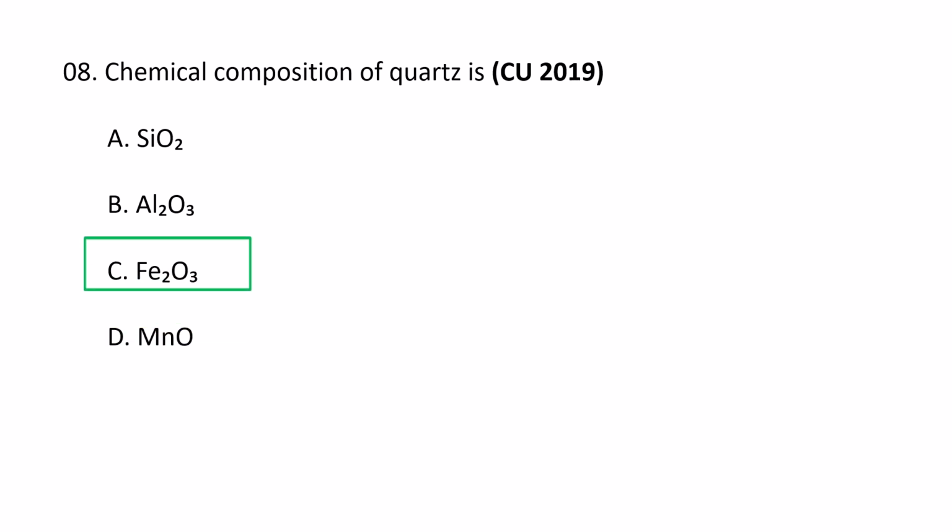Next question. Chemical composition of quartz is A. SiO2, B. Al2O3, C. Fe2O3, and D. MnO. The correct option is A. SiO2. So this is quartz. Quartz is a hard crystalline mineral that is a major component of rocks and sand. While pure quartz is colorless, impurities can cause a variety of colors.